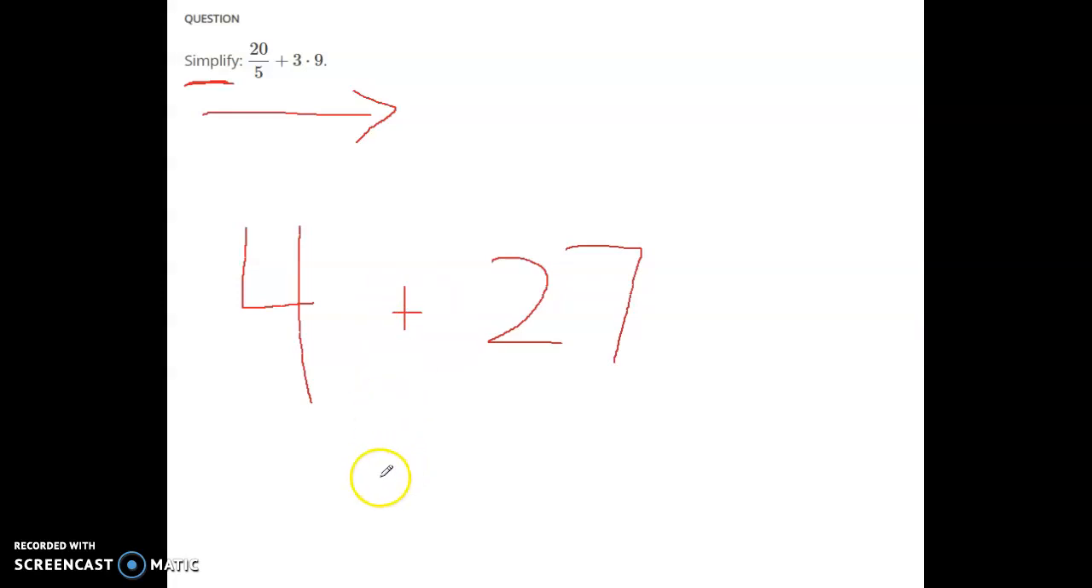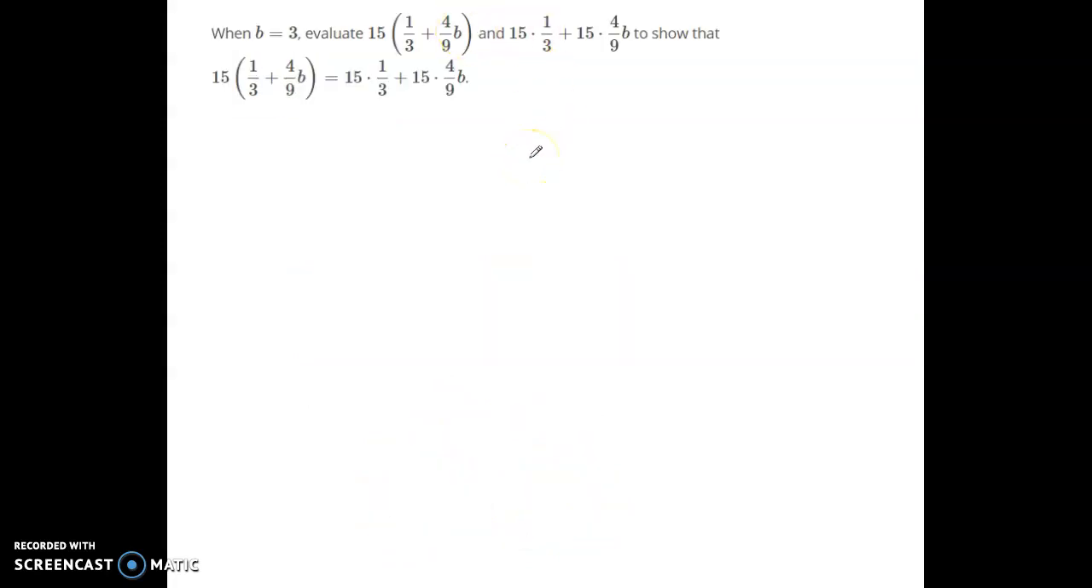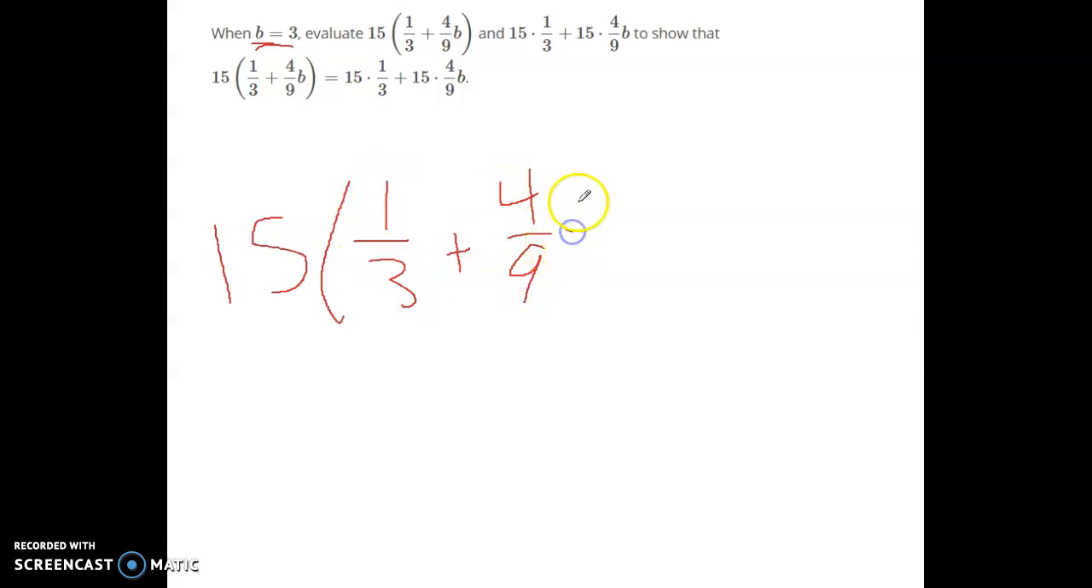4 plus 27 gives me 31 for the solution. For this one, similar to the first problem in the video, I'm plugging in a value for b. I'm plugging it into two separate expressions, hoping to get the same result to show that both expressions are equal. So in the first one, 15 times 1/3 plus 4/9, and I'm plugging in a 3 for b.